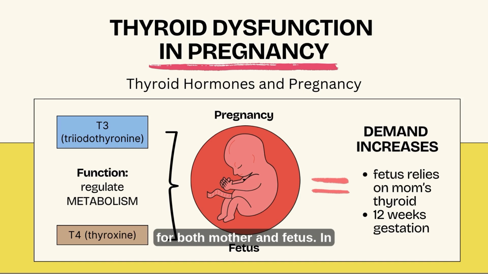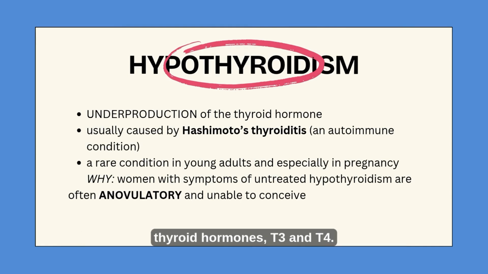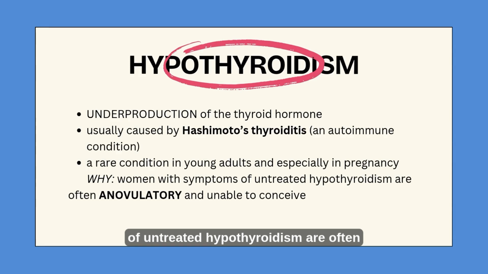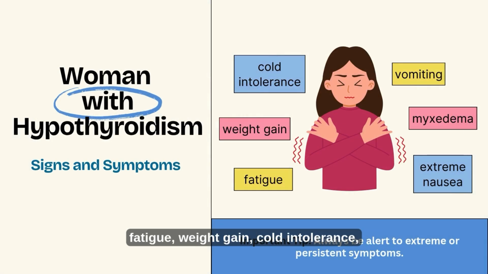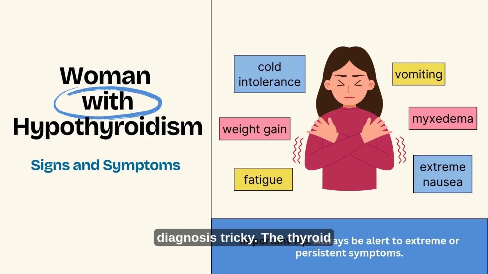In hypothyroidism, the thyroid fails to produce enough thyroid hormones, T3 and T4. It is a rare condition in young adults and especially rare in pregnancy because women with symptoms of untreated hypothyroidism are often anovulatory and unable to conceive or become pregnant. Signs and symptoms include fatigue, weight gain, cold intolerance, vomiting, extreme nausea, and myxedema, which is described as swelling and drying of the skin. They often mimic normal pregnancy symptoms, making diagnosis tricky.